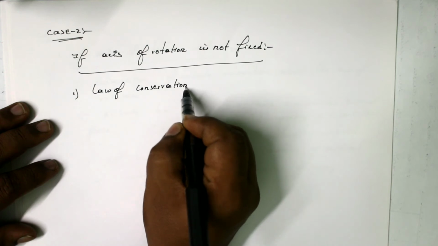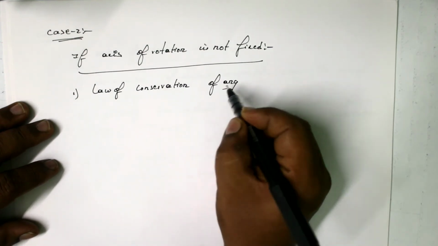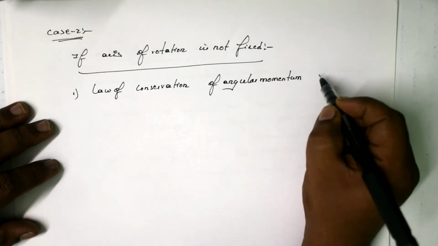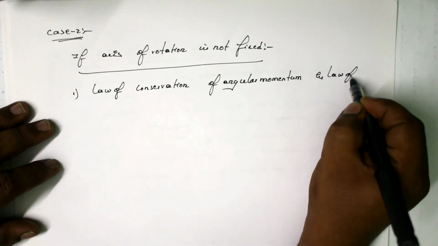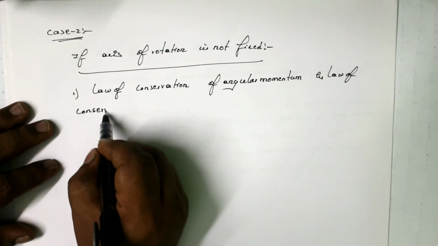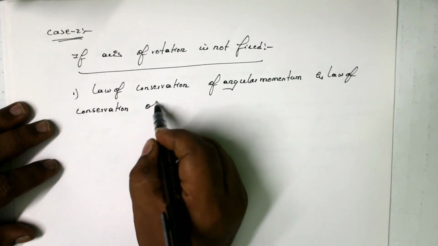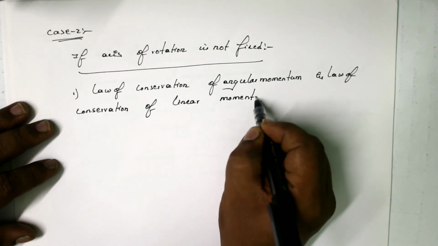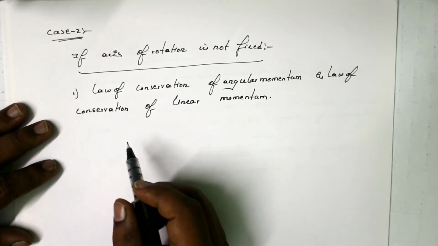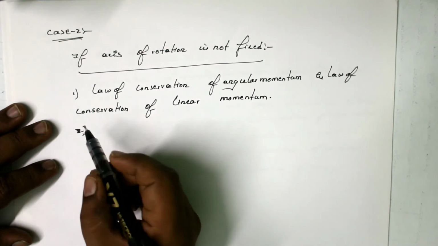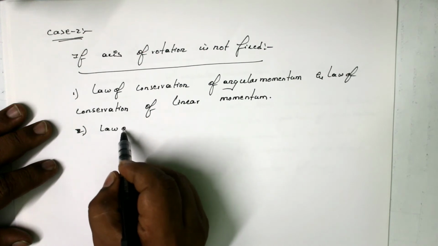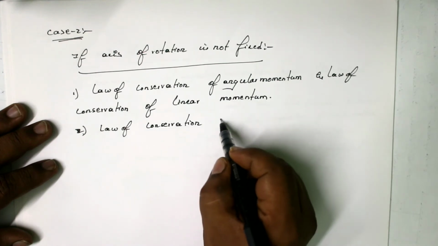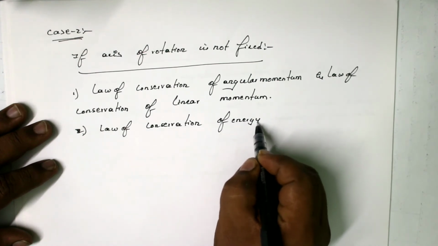conservation of angular momentum and law of conservation of linear momentum. So both these equations I can use if the axis of rotation is not fixed. Similarly, I can use the law of conservation of energy if it is required. Law of conservation of energy also I can use.